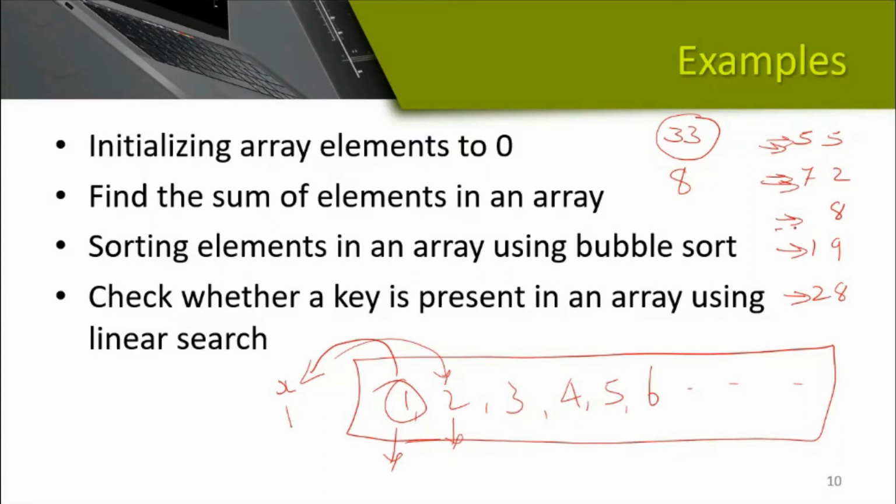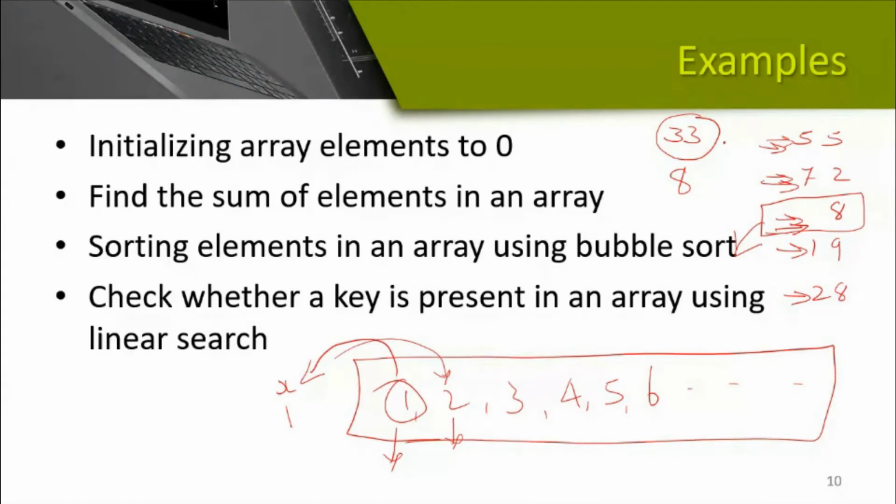Then 8 is compared with 8. So 8 is equal to 8; these two are equal. That means the value 8 is present in the list. Once it is found that the particular value is present in the list, it breaks the entire program. That is, the program is terminated, saying that this particular element is present in the list.